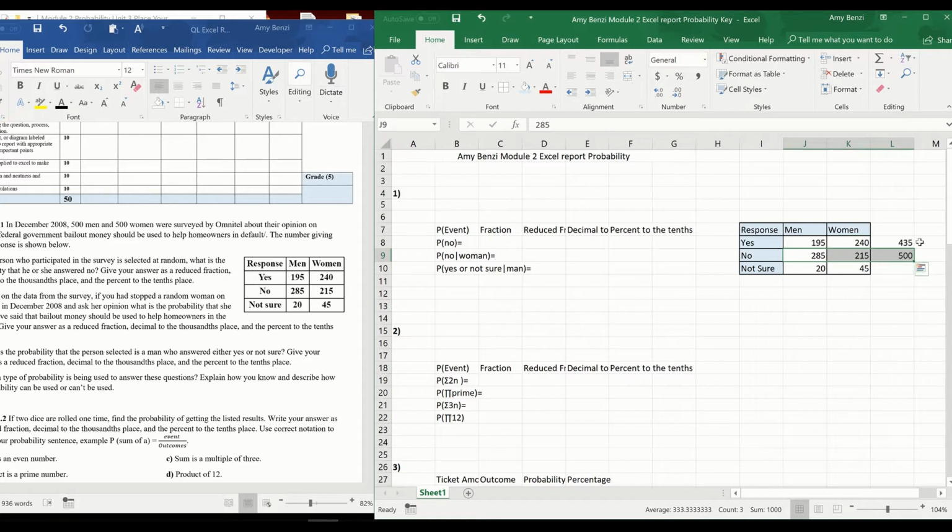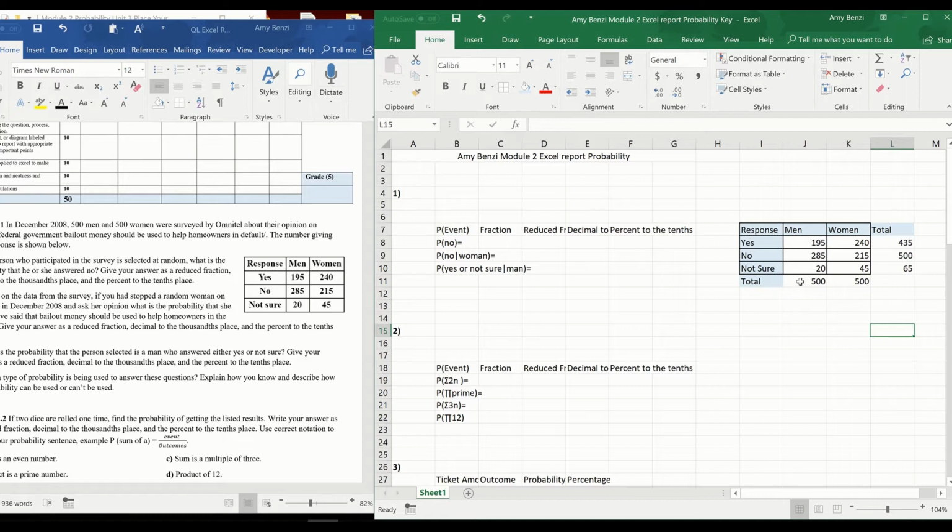All right, so the people who said yes, there were 435 of them. The people who said no, 500. All the people combined who said they weren't sure, there were 65. And I'm going to go ahead right up here and write total. What about, can we also get a total of men and women? We already know what that is. The problem told us, but I'm just going to go ahead and total it out here because I love the auto sum button also. And I'm going to write total here.